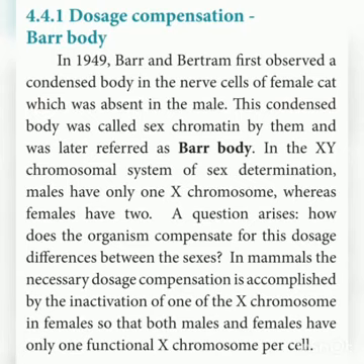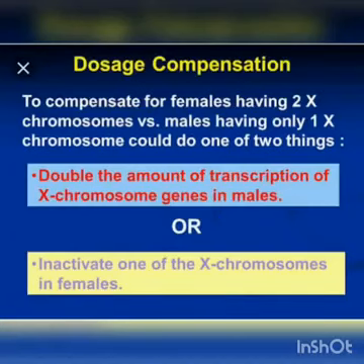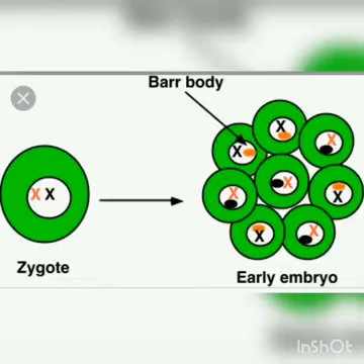In 1949, Barr and Bertram first observed a condensed body in the nerve cells of the female cat, which was absent in the male. So in 1949, Barr and Bertram found a condensed body in the female cat which is absent in the male. This condensed body was called sex chromatin by them, and later it was called the Barr body.